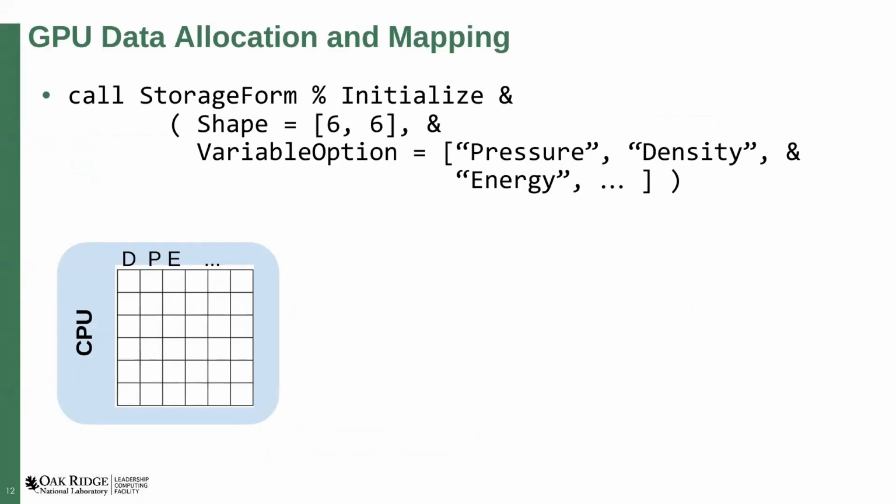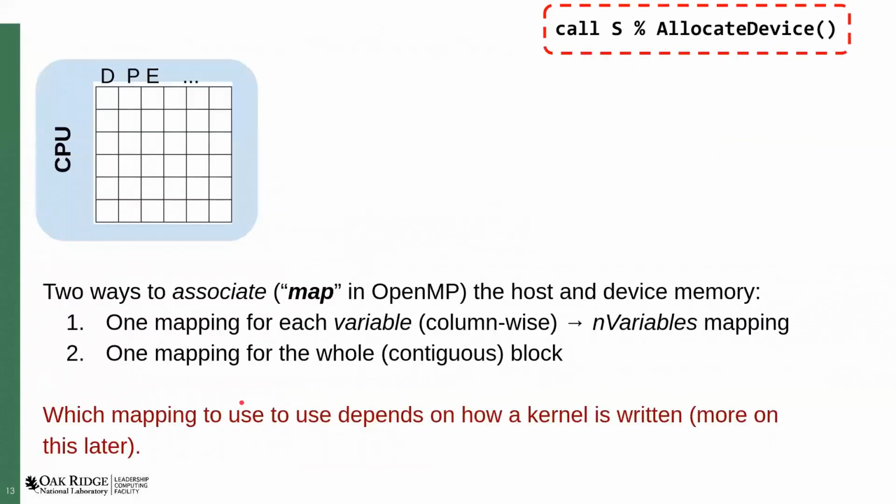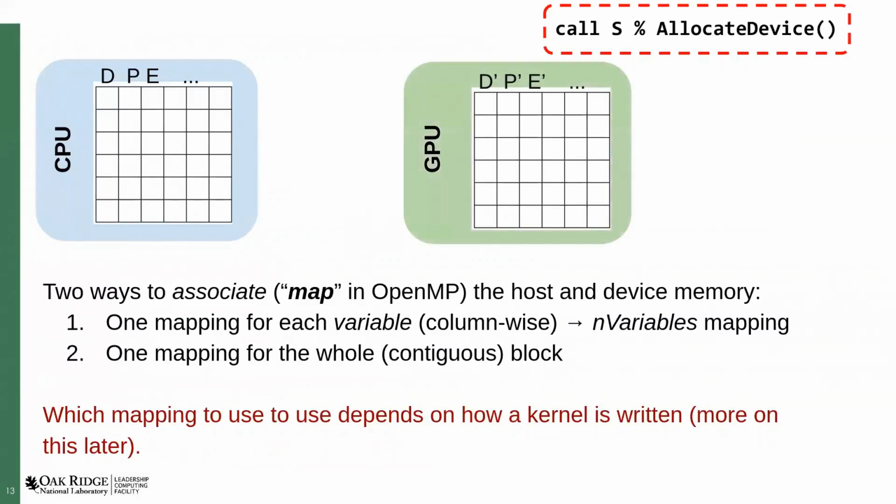Okay, so here's an example when we call the initialize method. In this case, we just give a shape of 6 and 6. That means 6 cells, and you can see here 6 cells and 6 variables: pressure, density, energy, and the 3 velocity components, for example. When we call this method, it initializes the memory on the CPU. And then when we call allocate device, it also initializes memory on GPU with similar size.